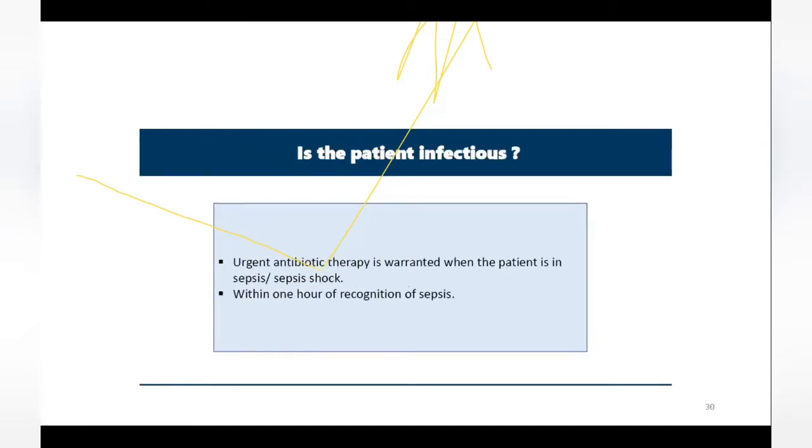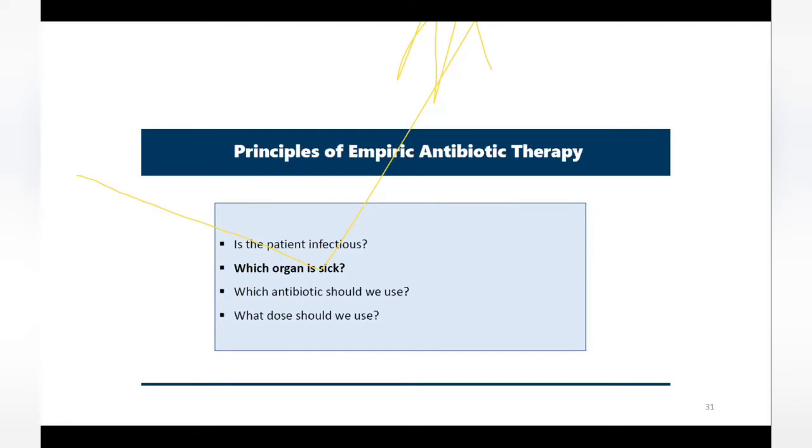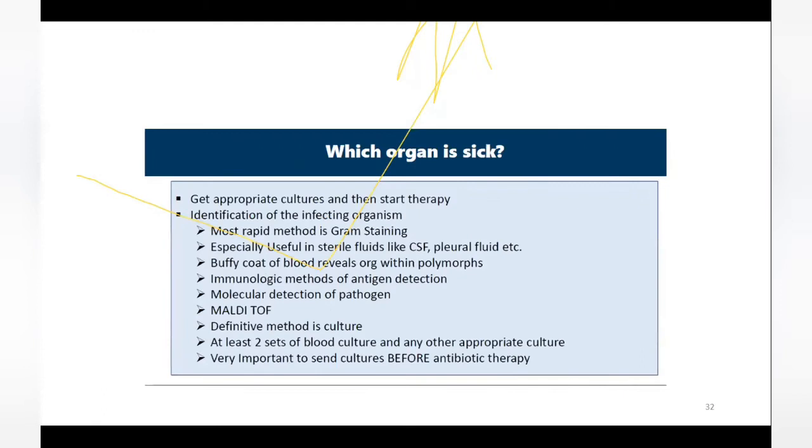Is the patient infectious? For this, urgent antimicrobial therapy is warranted when the patient is in sepsis. Every hour delay in antimicrobial treatment in sepsis increases the mortality chances by 3%. So antimicrobial therapy should be initiated within 1 hour of recognition of sepsis. So patient infectiousness needs to be considered while giving empirical therapy, then get appropriate cultures and start the therapy.